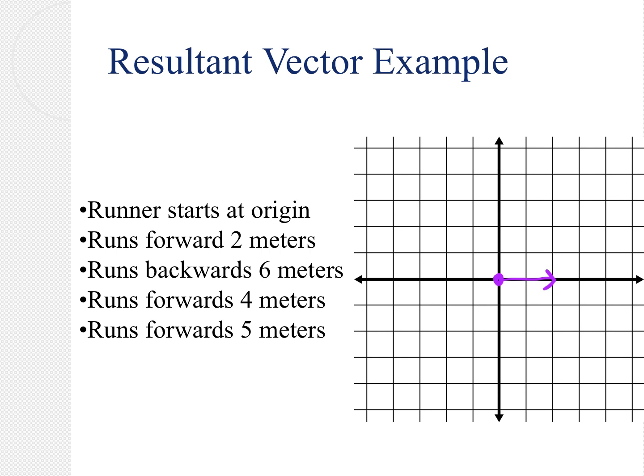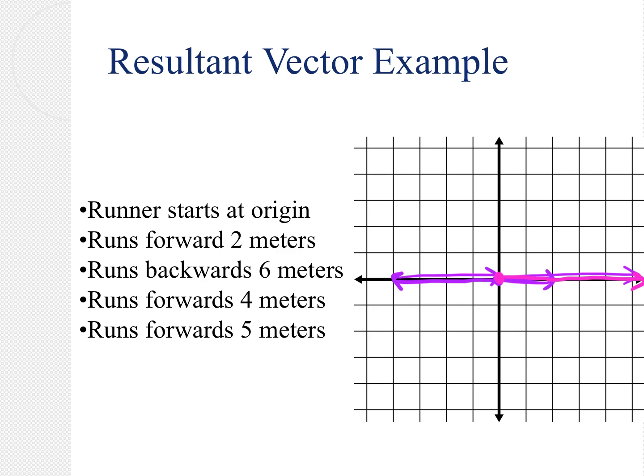Do I go back to my origin and start going back 6? I go right from where I ended. So I'm going to start here and go back 6, then forward 4, and then forward 5. So I drew all of those vectors tail to tip. My resultant vector then will be from the origin to the tip of the last vector.